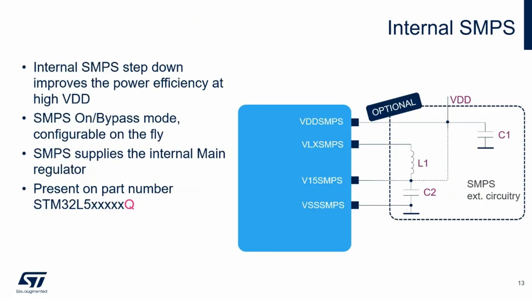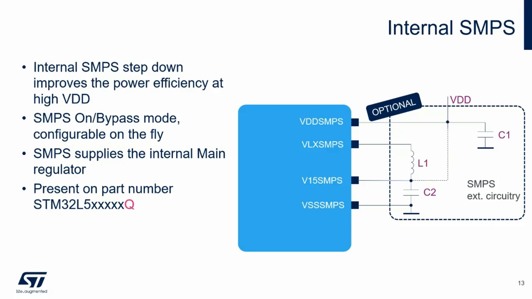The STM32L5 integrates an internal SMPS, which is an optional feature available on specific part numbers. From the bill of material point of view, it requires only few passive components, one inductor and two capacitors. SMPS greatly improves the power efficiency, especially at high VDD voltage. The SMPS is configurable at runtime, so when the MCU enters one of the deeper low power modes, in fact Stop 1 or deeper, the SMPS is automatically switched off and it's re-enabled once the MCU wakes up. The SMPS supplies the internal LDO that in turn supplies the whole digital domain, the CPU, digital peripherals, and memories.